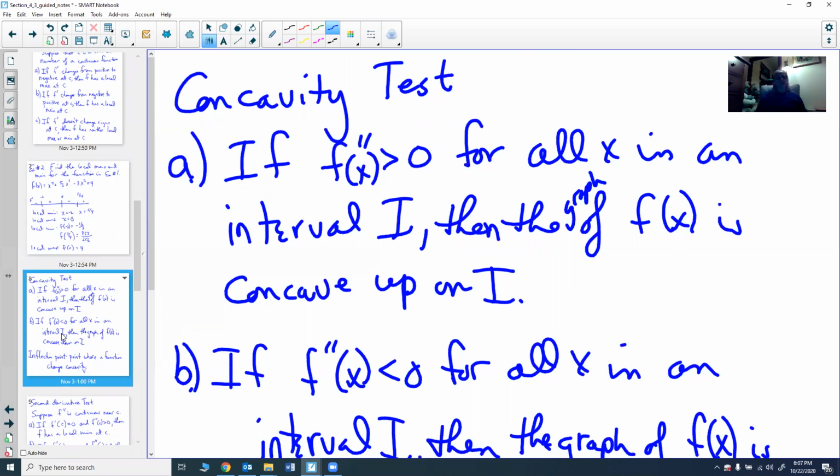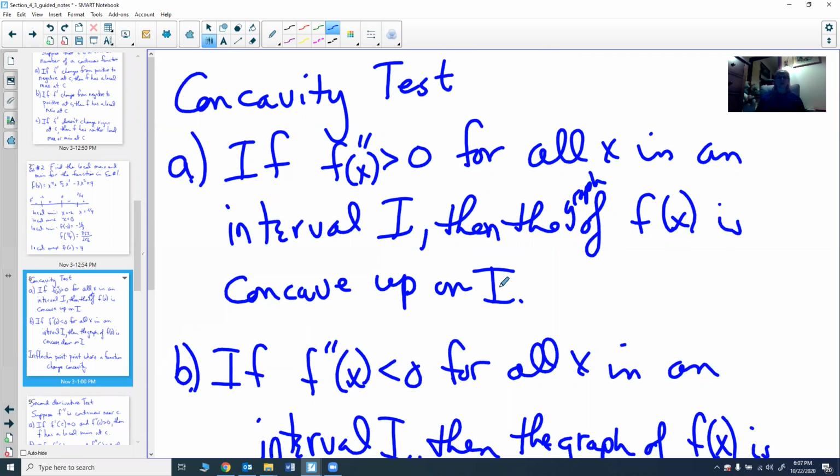So another thing we can find out about functions, not just about increasing and decreasing and where their local max and mins are, but we can also talk about concavity. So we have the concavity test. If f double prime of x is greater than 0, so if the second derivative is positive for all x in an interval I, then the graph of f of x is concave up on I.